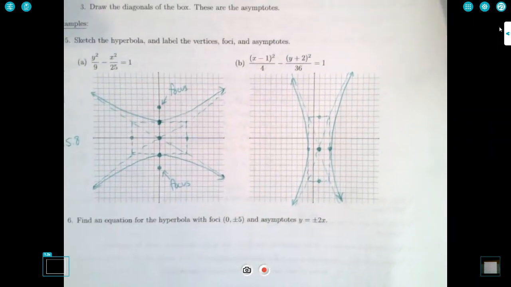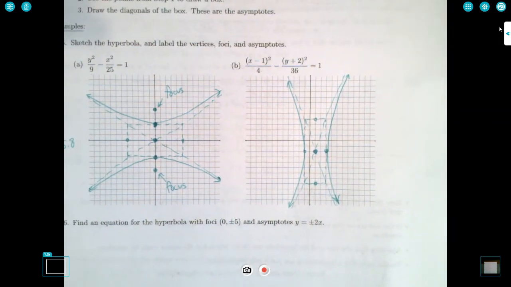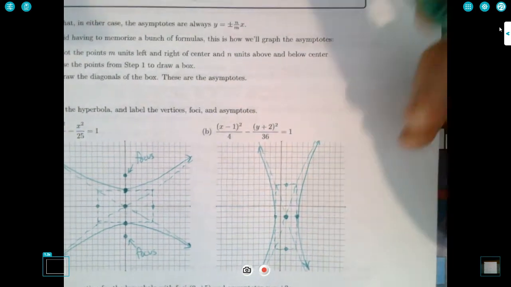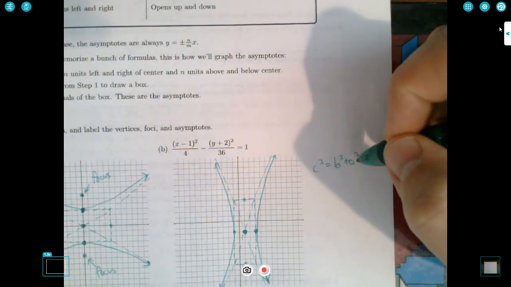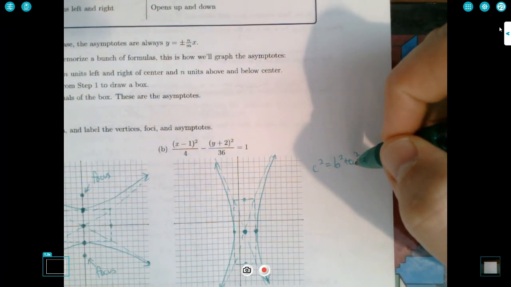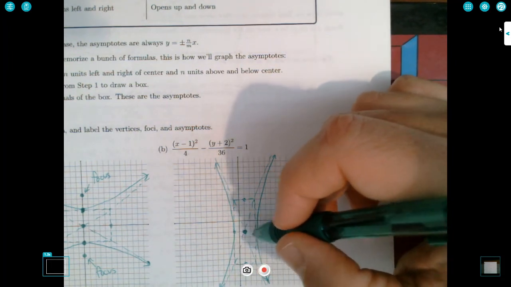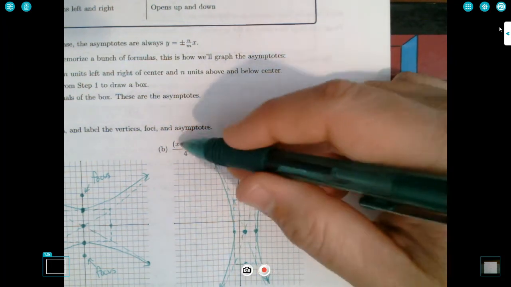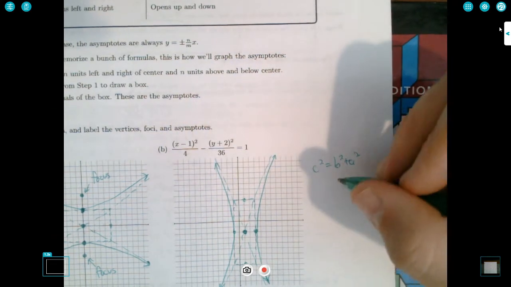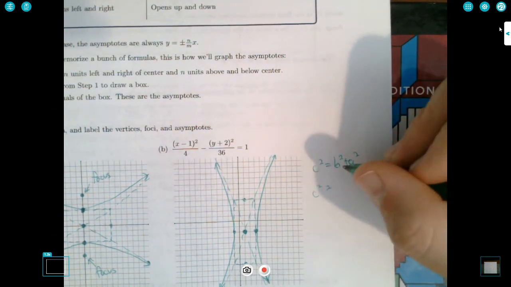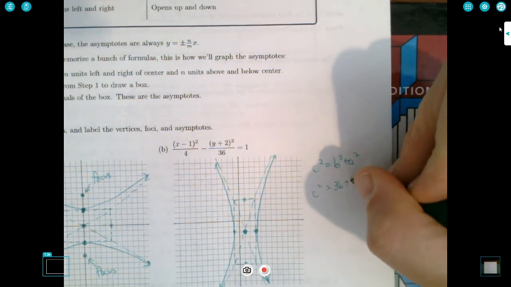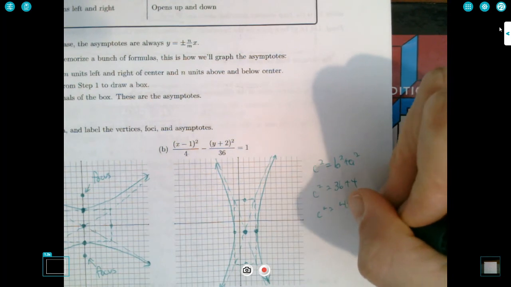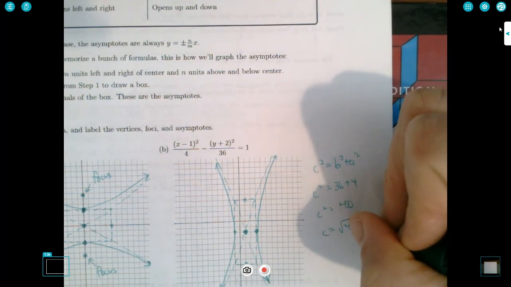Okay. So that's that guy. As far as the focus is concerned here, c squared again is b squared plus a squared. But this time, the focal axis is going to be the thing we're dividing x by. So it's going to be 4, right? So a squared is 4, b squared would be 36. 36 plus 4, c squared is 40. So c is the square root of 40.